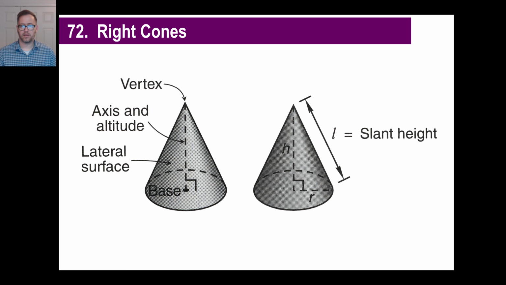There is something you need to know. Make sure you know what this is. When somebody says the term slant height, they often use the letter L, and that is from the base on a cone all the way up to the vertex. That's how tall it is, and we're going to use that in a second to figure out some things about cones.